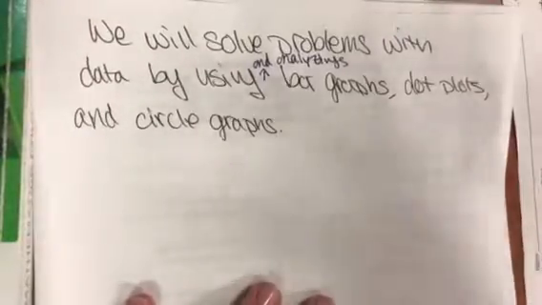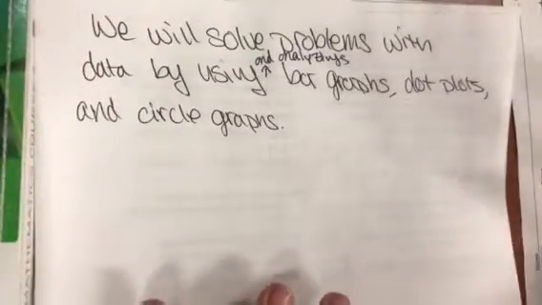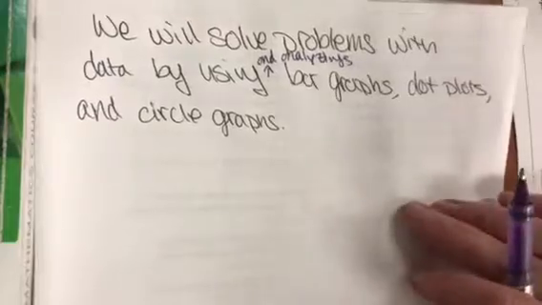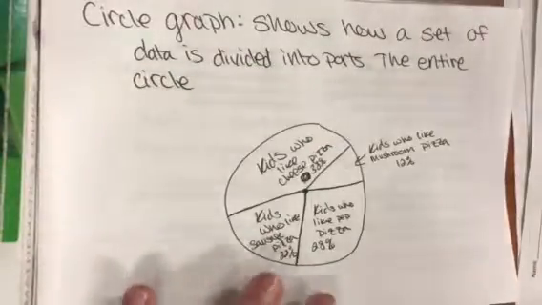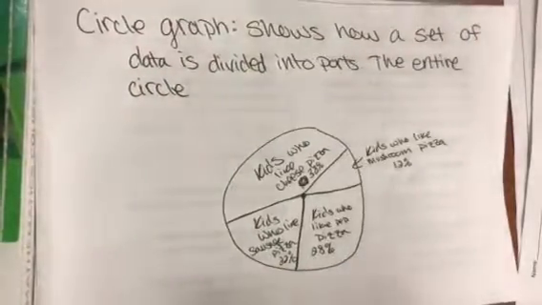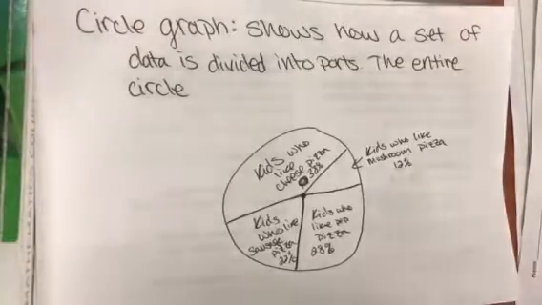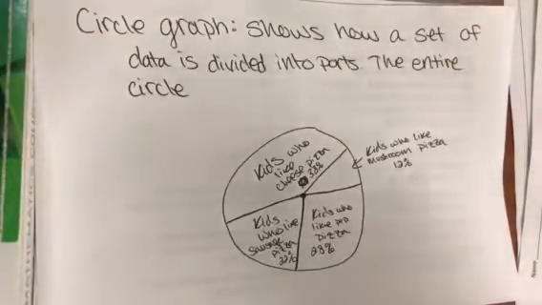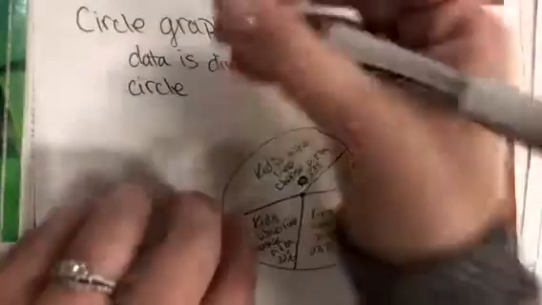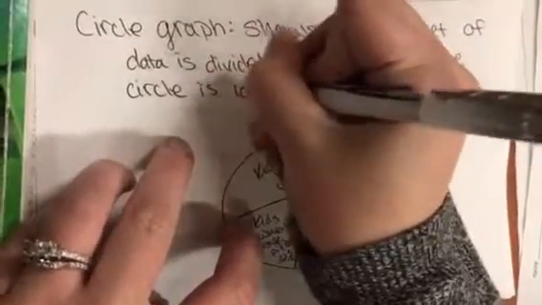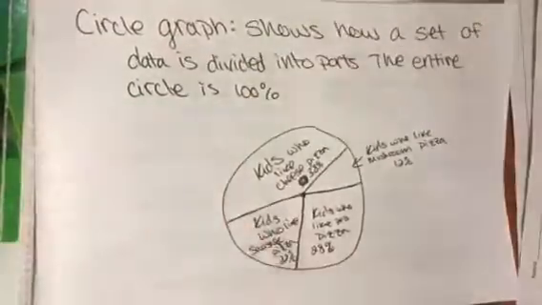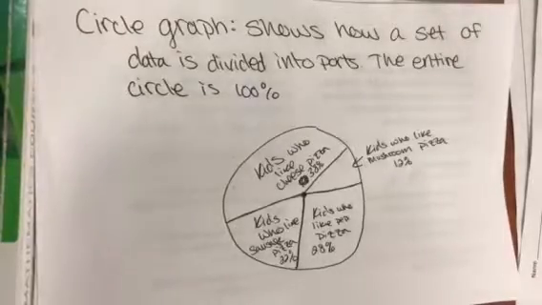Let's get a reminder of what a bar graph, a dot plot, and a circle graph are, because some of you have probably not seen this in a while. We're just going to give you a quick reminder. A circle graph shows how the set of data is divided into parts. The entire circle is 100%. Sorry, I did not finish my sentence. That would help complete the whole circle.